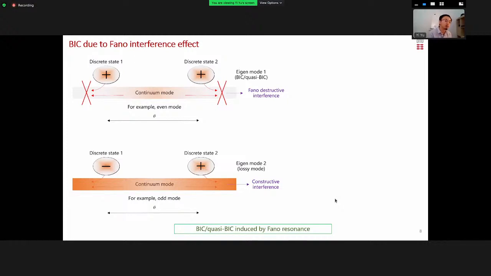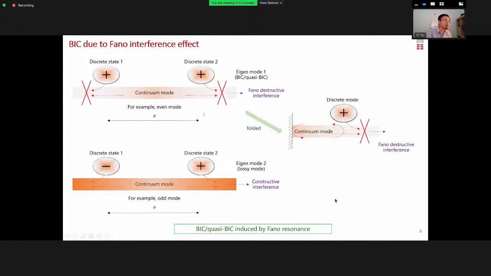So one is the even mode, one is the odd mode, depending on the phase relationship between these two discrete states, right? So then we can try to engineer the phase of the photons propagating between these two discrete states, so that the even mode can become the BIC state. So in this case, we can do some simplifications.